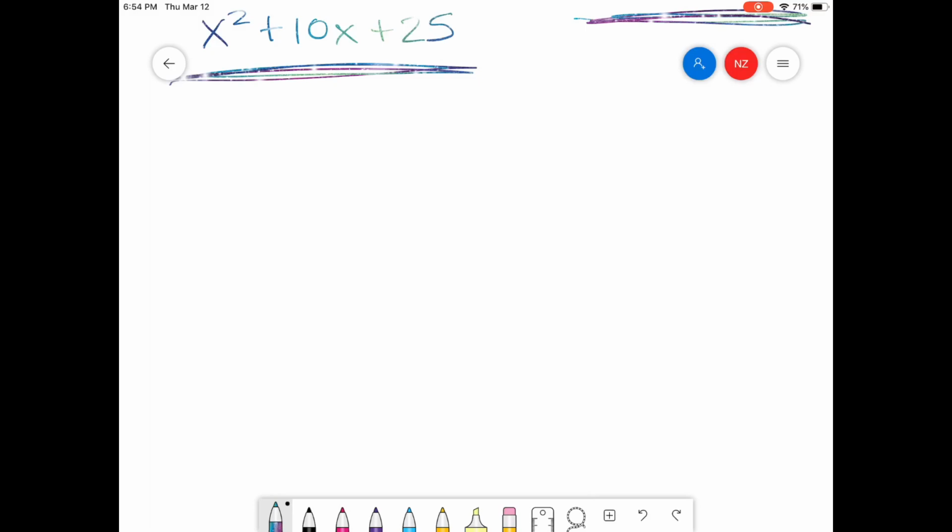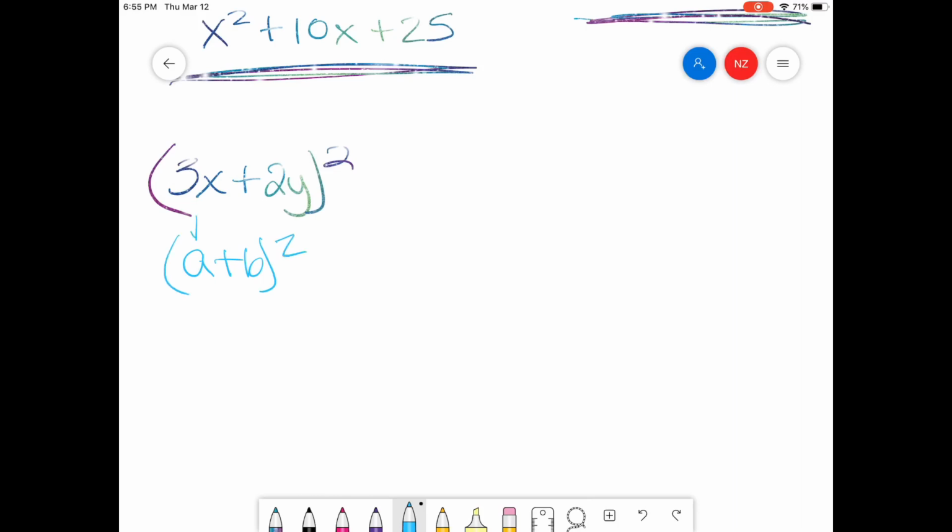Example number 3 will be something a little more complex. Let's say I have 3x plus 2y squared. Okay, so I'm not going to FOIL this one out, but if you want to FOIL and see if you're right, that's totally fine. I'm going to work this out by using the perfect square trinomial rule. I know this is a perfect square trinomial because it resembles a plus b squared. In this case, a is 3x and b is 2y. So when I use my a plus b squared, I know that the rule is whatever a squared is plus 2ab plus b squared.